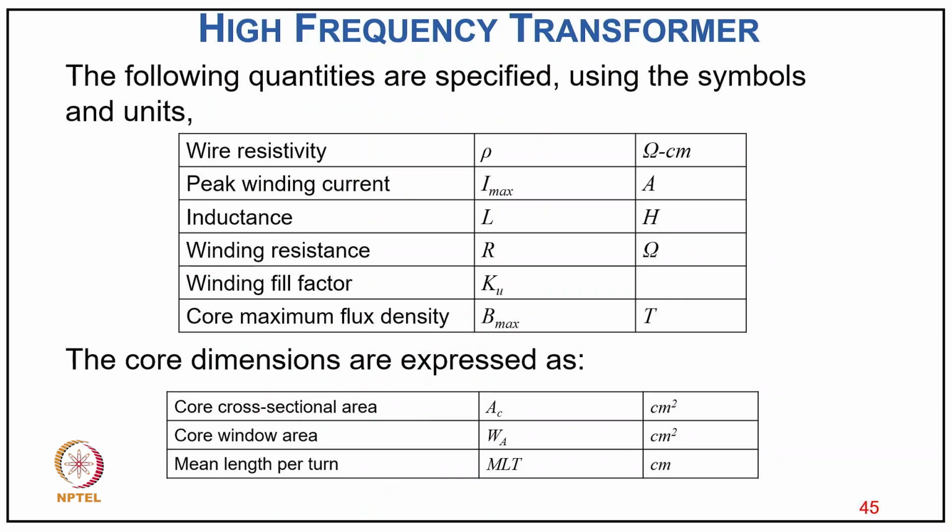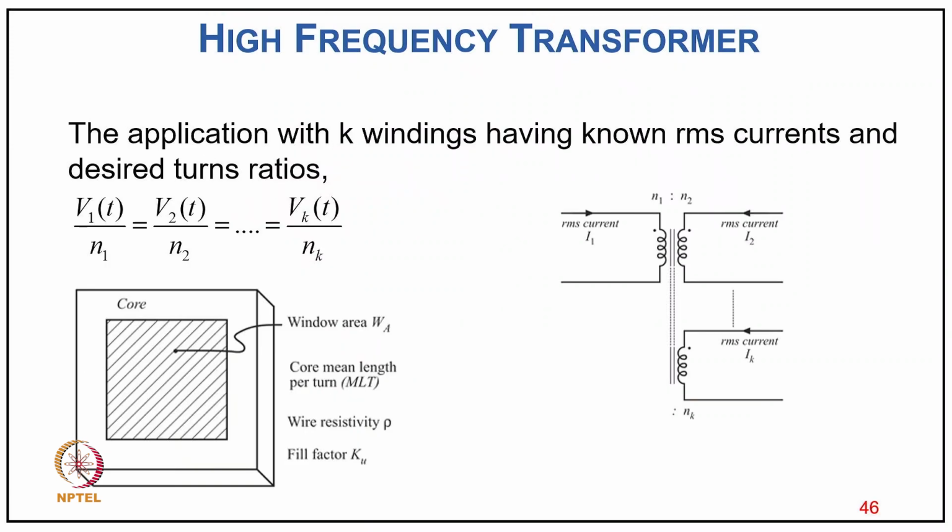So the following quantities are specified using these symbols: wire resistivity rho in ohm centimeter, peak winding current I max in ampere, inductance L in Henry, winding resistance R in ohm, window fill factor Kw, and core flux density Bm in Tesla. The core dimensions are expressed as core cross-section area Ac in centimeter square, core window area WA in centimeter square, and mean turn length MLT in centimeter.